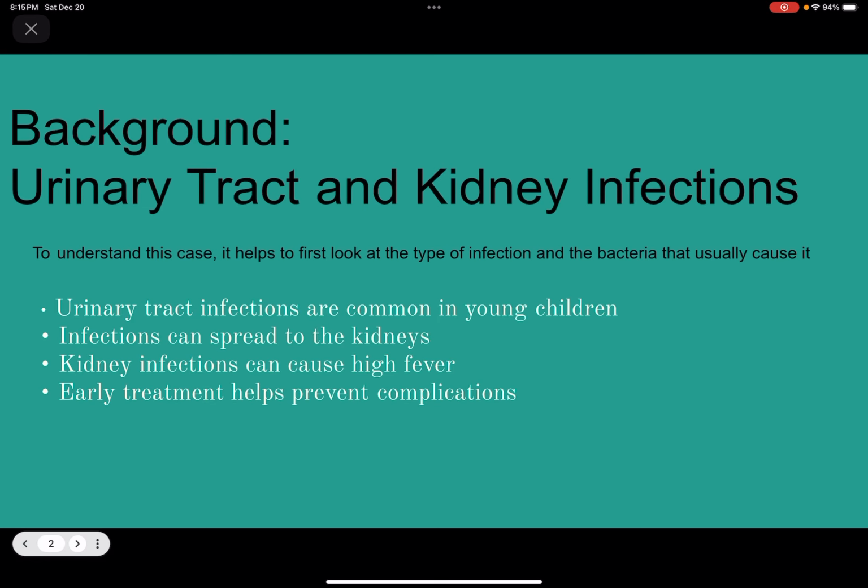Background, urinary tract and kidney infections. Urinary tract infections are common in babies and young children. Sometimes the infection can spread from the bladder up to the kidneys, which is called pyelonephritis. Kidney infections often cause high fever and signs of inflammation. If they are not treated, they can lead to complications, so early diagnosis and treatment are important.